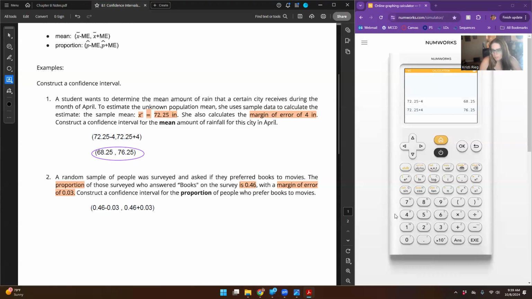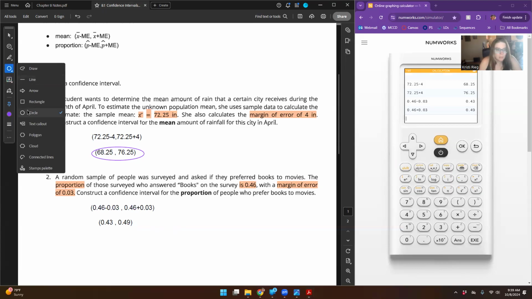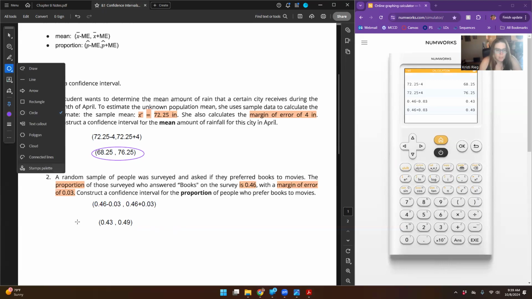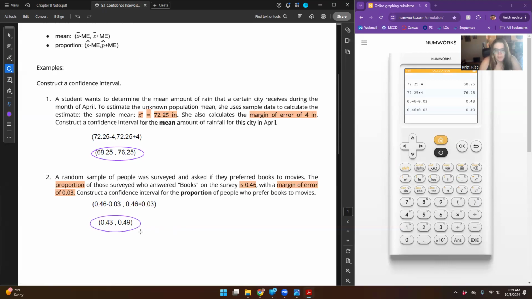Okay, so I'm going to put this into my calculator. So I have 0.46 minus 0.03 and 0.46 plus 0.03. And that is going to be my final answer in number order. Here's my confidence interval, 0.43, comma, 0.49. And if you do that in your head, cool. You don't need a calculator if you don't want it. Here is my final answer.